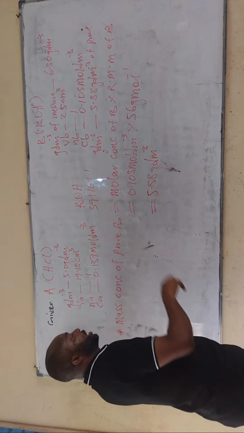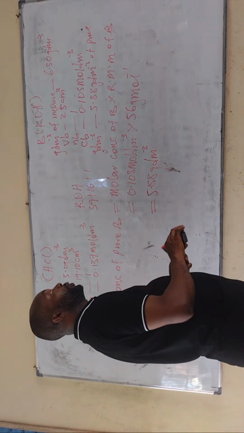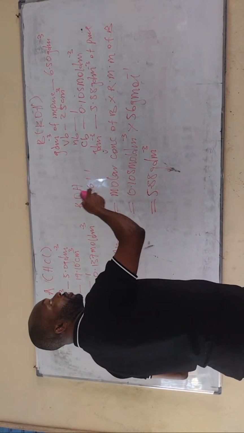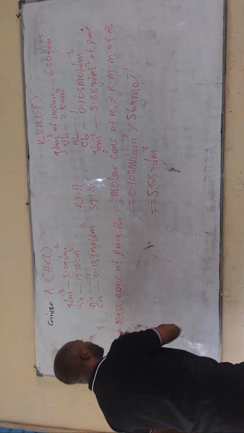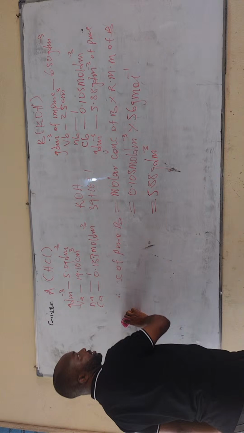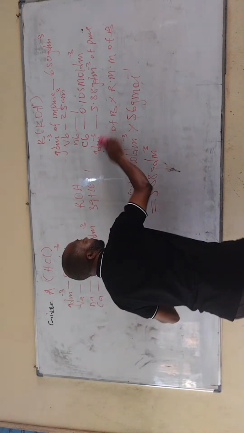So let's proceed. Having gotten the mass concentration of the pure, and they gave us that of the impure, we can proceed to get what? The percentage purity. So let's talk about the percentage purity. I can take this out.